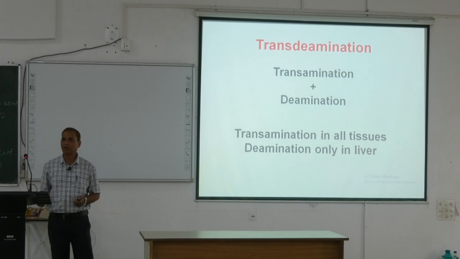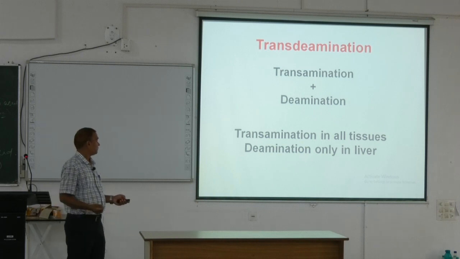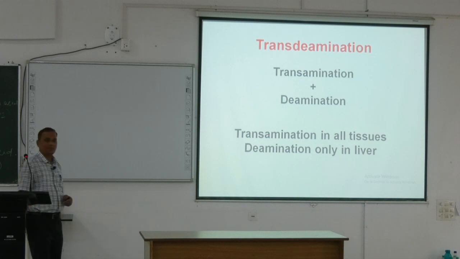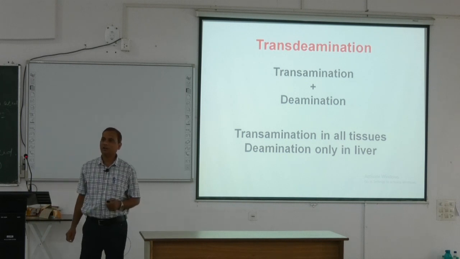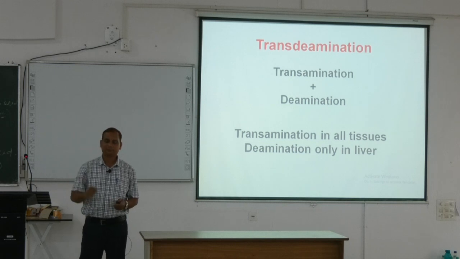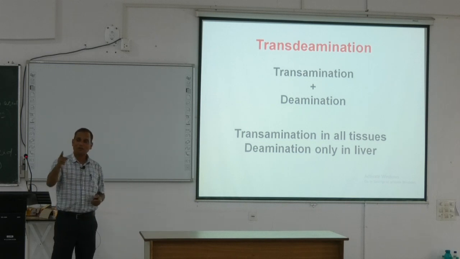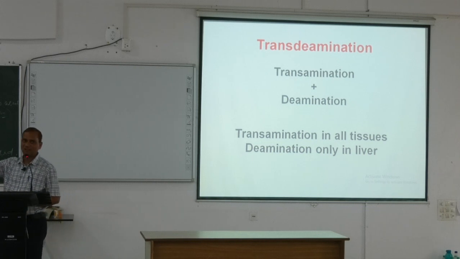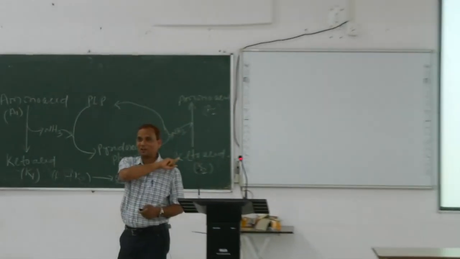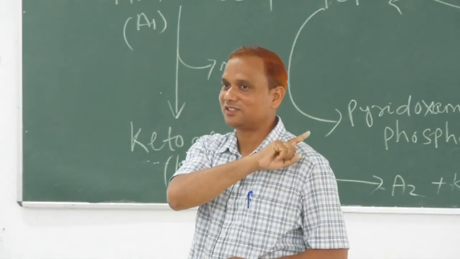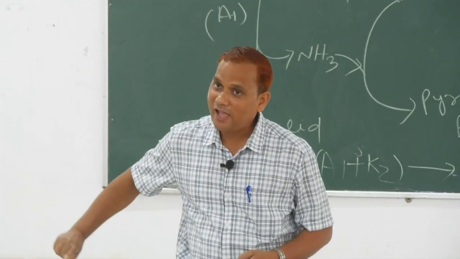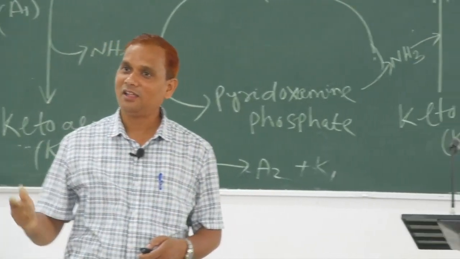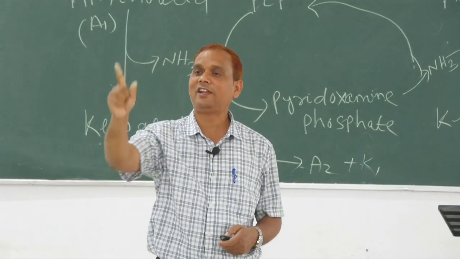Removal of ammonia. Okay. Transaminase reaction mostly occurs in all tissues, but deaminase occurs only in the liver. Where does deaminase occur? Only in the liver. Glutamate is formed in the transaminase reaction, but where does deaminase occur? In the liver. So after forming, the glutamate has to enter the liver. Understand? It should go to the liver, then only deaminase occurs.